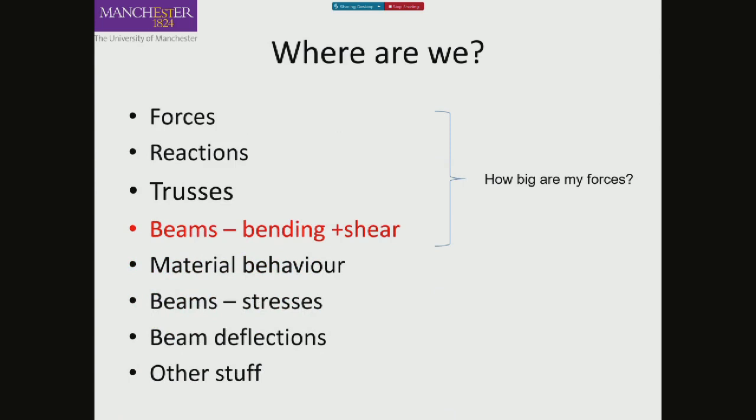So this is bending plus shear, and then in the next half we'll be looking at the resistance of the structures. If you remember, the E is the effect of the load that has to be less than the resistance of the structure. So we are still in the first bit, and this topic would be the last of the first bit of the topics. Then we'll go on to the next ones: material behavior, stresses in the beams, beam deflections, and a few other things.